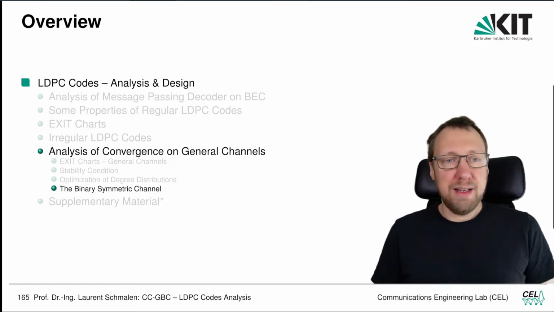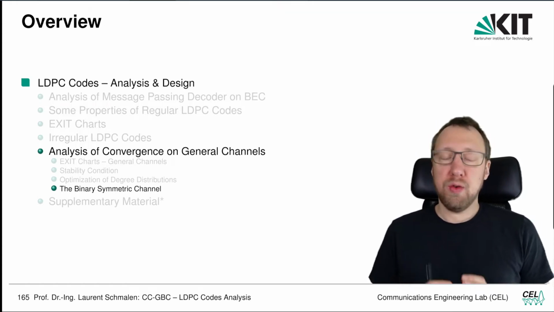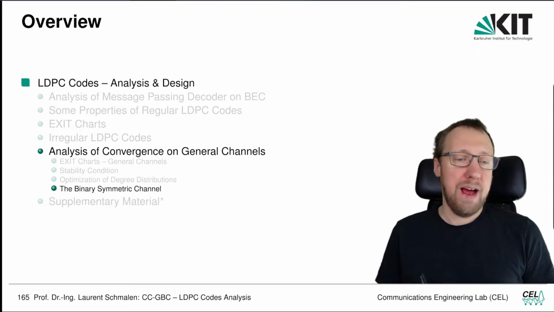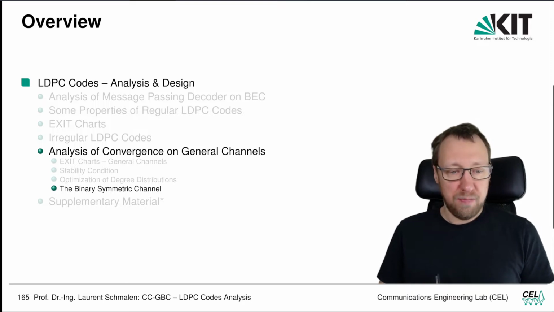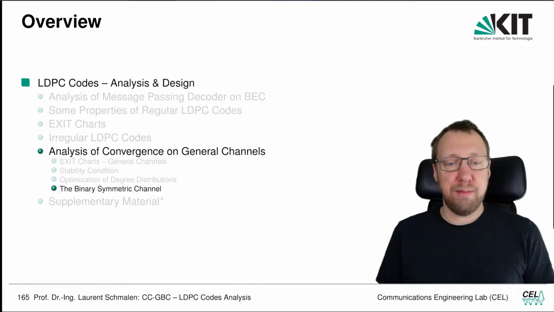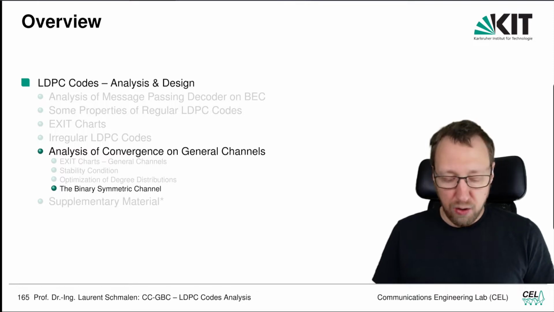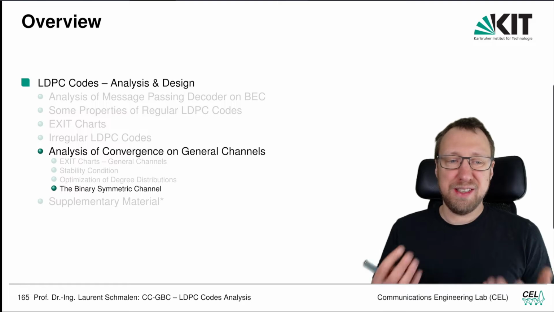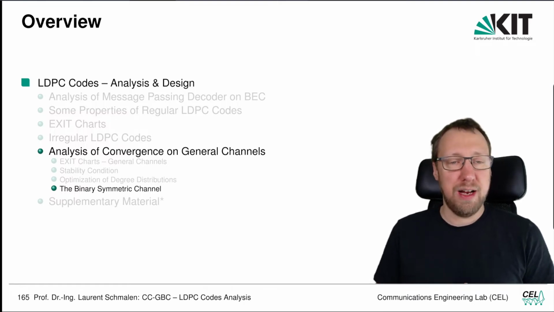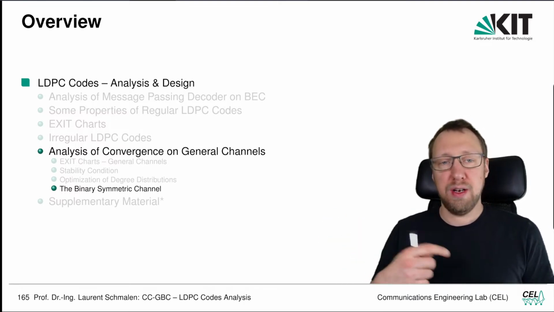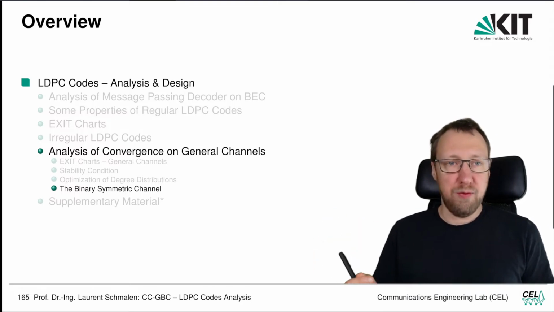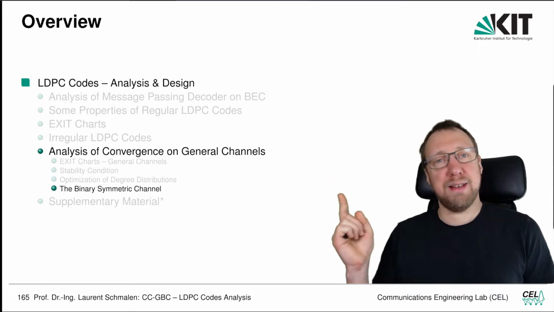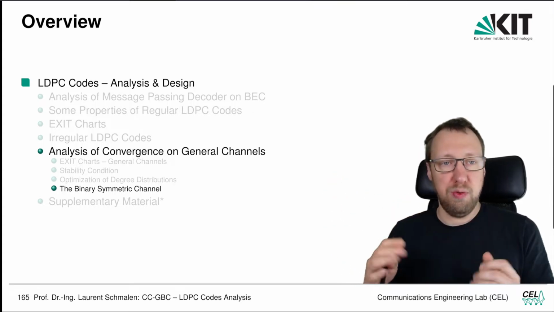Okay, as a final step of this chapter, we're going to take another closer look at the binary symmetric channel. So we assumed before that the messages that are being passed are actually Gaussian messages. And we may wonder if this assumption is valid in the symmetric channel, because in our analysis of the Gaussian approximation, we assume that the messages that are being passed in the decoder are Gaussian distributed.